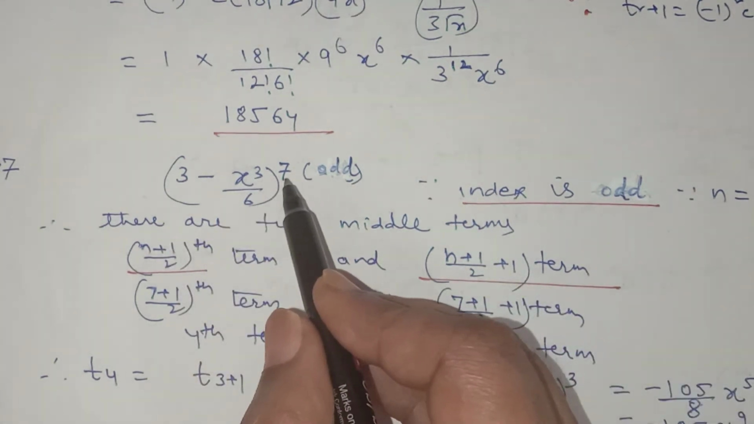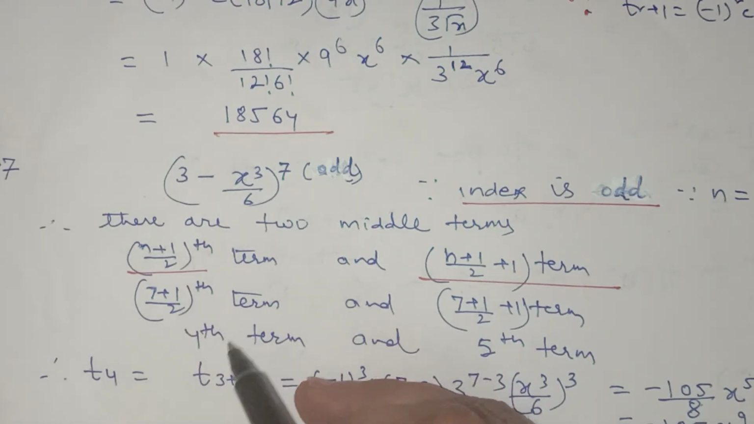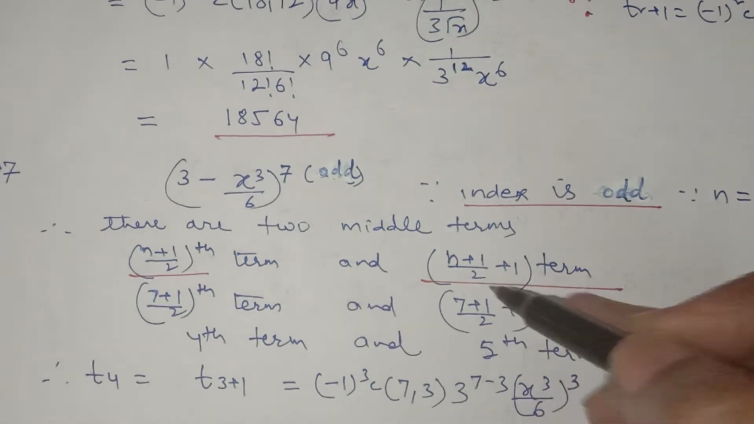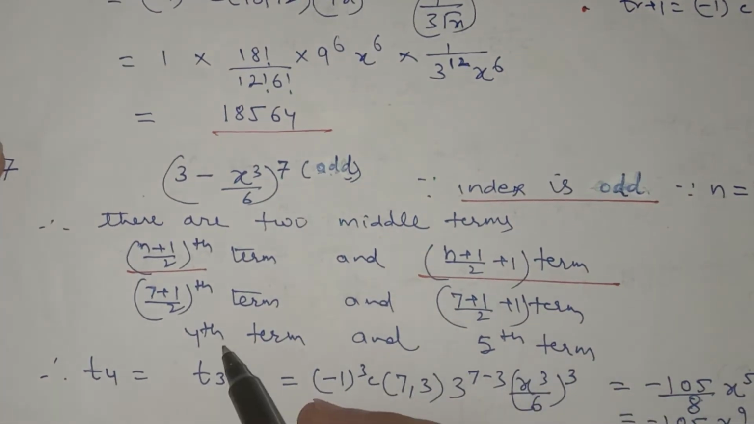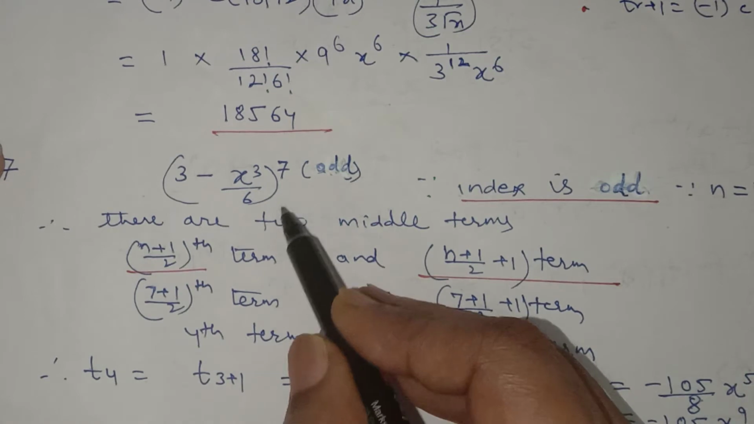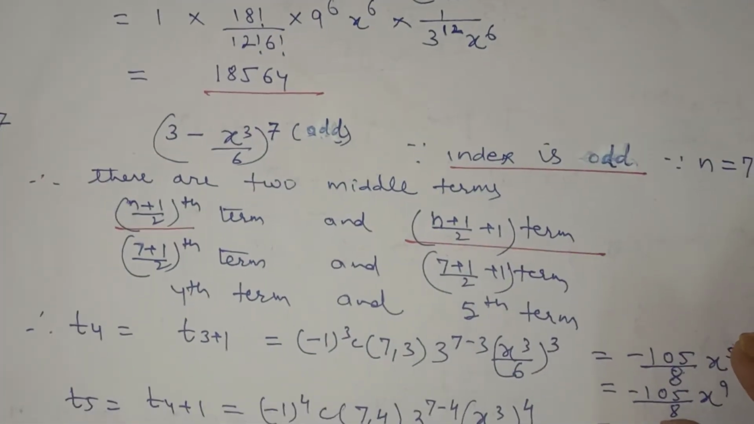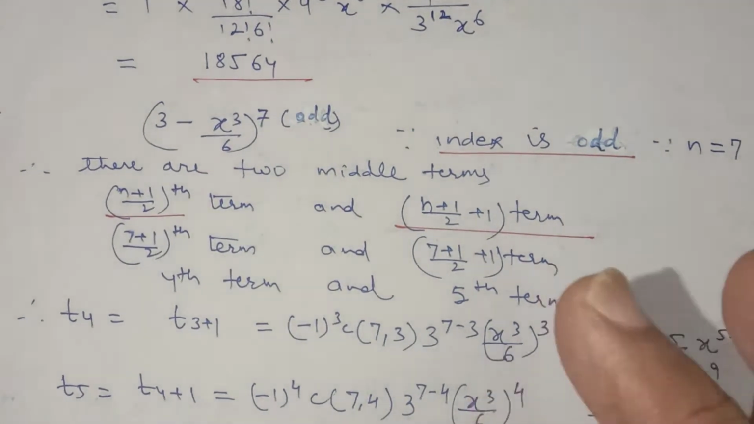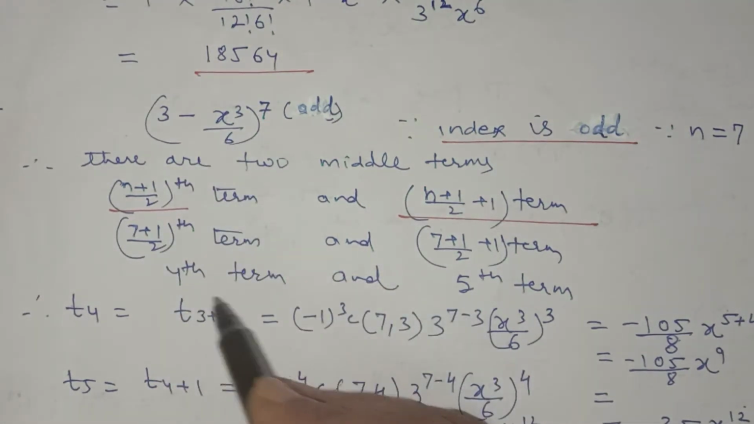So replace the value of n as 7. So (7 plus 1) upon 2, that is the fourth term. Naturally the next term will be the fifth, or rather put in this formula, (n plus 1) upon 2 plus 1, which will give the fifth term. So its fourth and fifth terms will be its middle terms when the power of the binomial is an odd number. Then it will always have two middle terms. So its middle terms are the fourth and fifth.